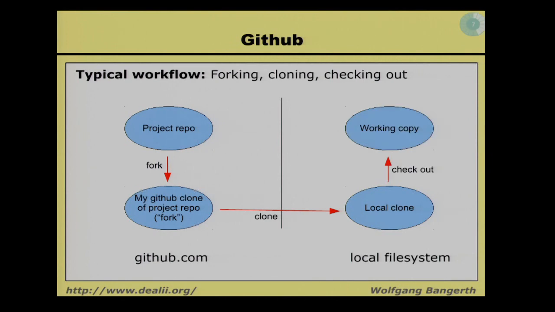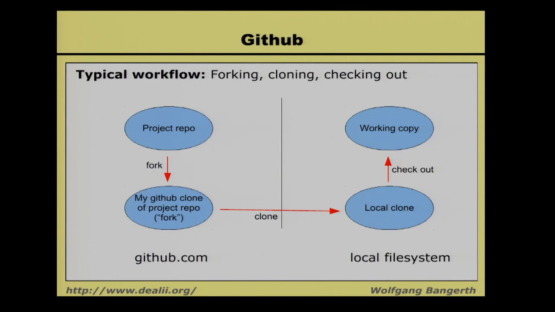From my local clone, so that's a Git repository, I'm going to check out a working copy. That is the set of files that I can modify and edit. And every time I make modifications and I have verified that they're correct, I will then commit them into my local clone.